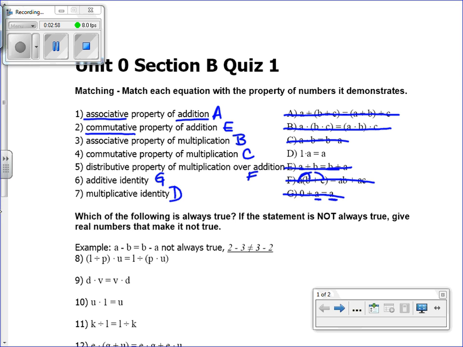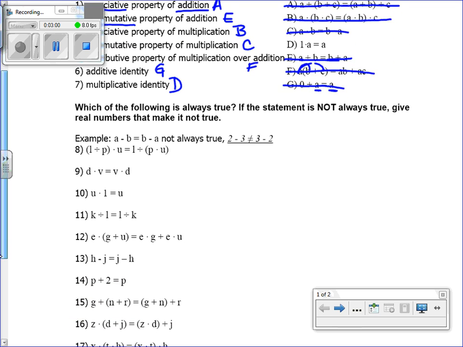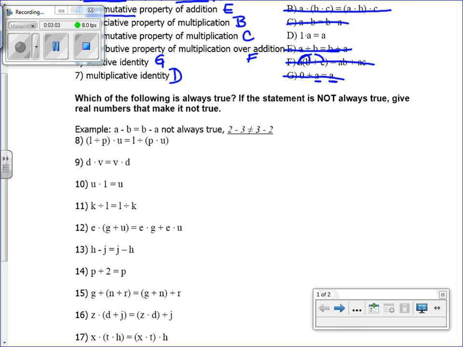Now, for the bottom set of questions, it says which is always true. If the statement is not always true, give real numbers that make it not true. Okay, let's look at this. For example, A minus B equals B minus A. Not always true, because 2 minus 3 would not equal 3 minus 2. 2 minus 3 is negative 1. 3 minus 2 is 1. That's why it's not true.